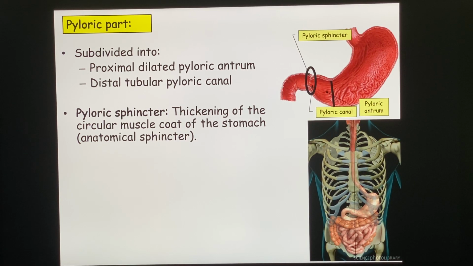I'm not sure if you know about the histology. There are circular muscles in the GIT. So at this point, the circular muscles are condensed and they form an anatomical sphincter.